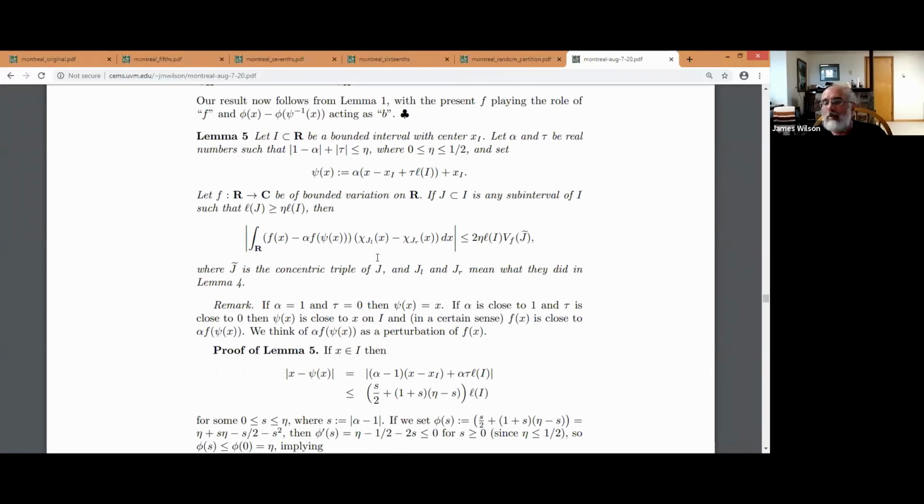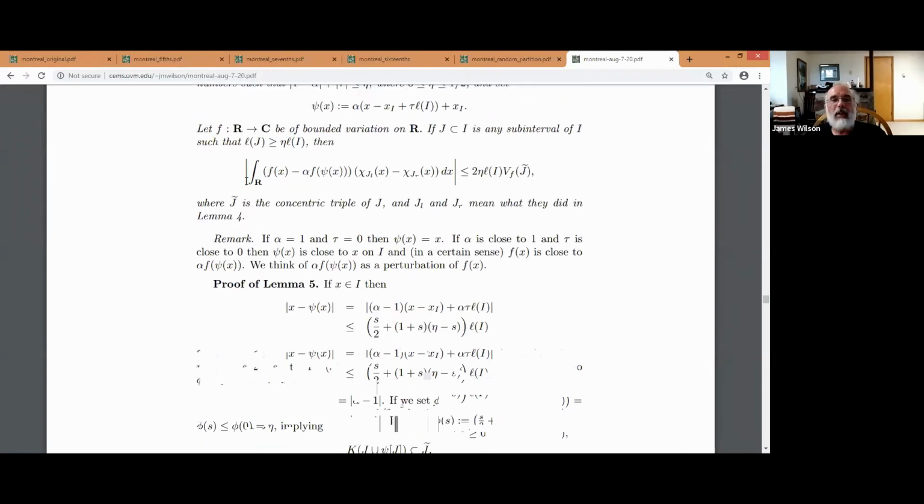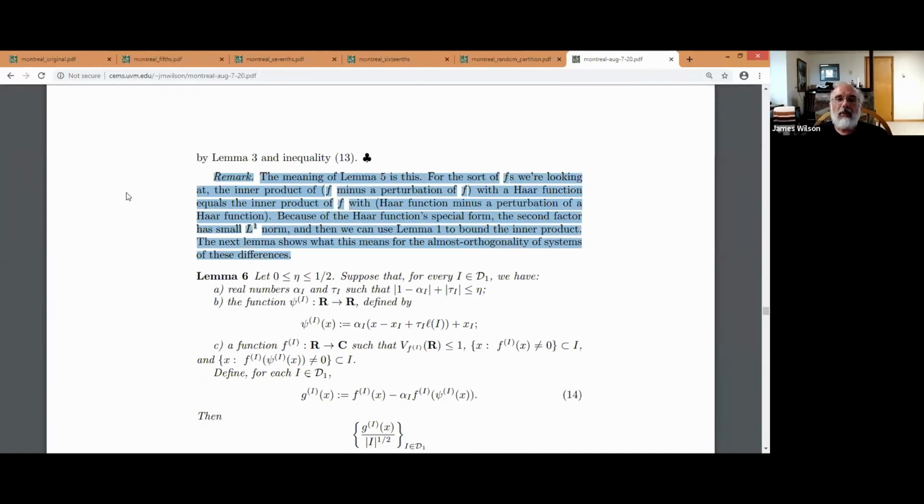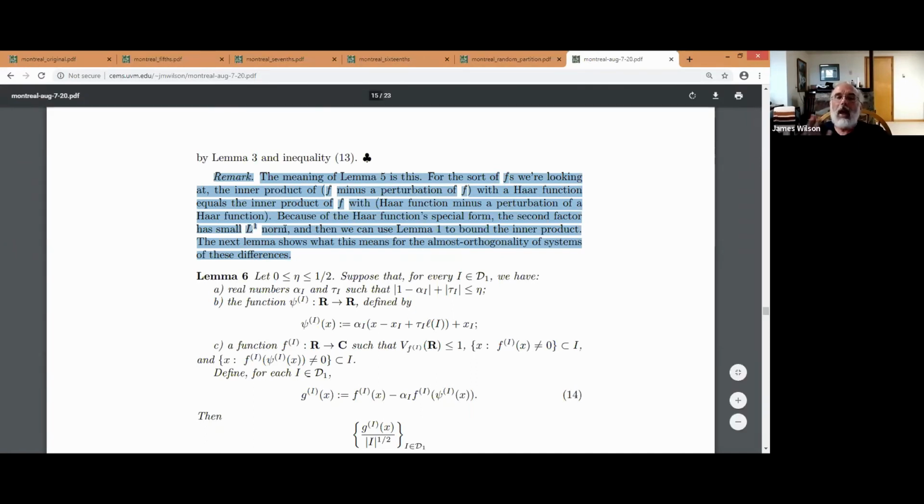So I am running out of time here. The meaning of lemma 5, which is sort of the key to the whole thing, is that for the sort of f we're looking at, the inner product of f minus the perturbation of f with a Haar function equals the inner product of f with a Haar function minus a perturbation of a Haar function. And that second thing will have small L1 norm because of the special form. So what you're exploiting here is a kind of smoothness in the Haar function. Because the Haar function is of special form, the second factor will have small L1 norm, and then you can use that first lemma to bound the inner product.